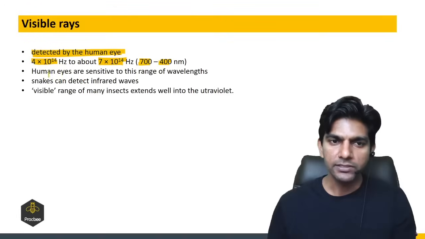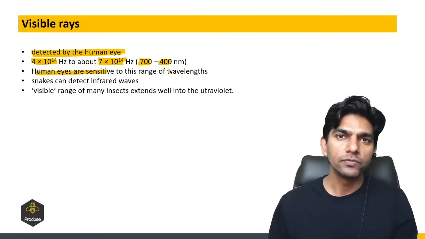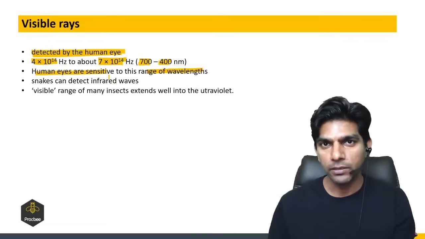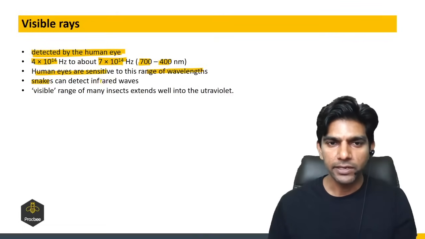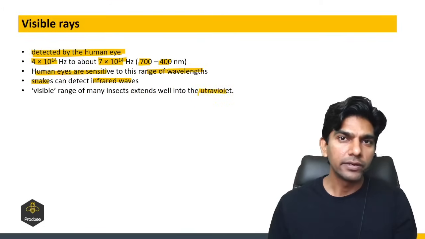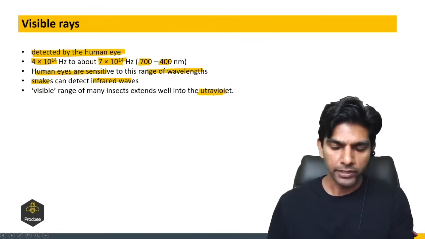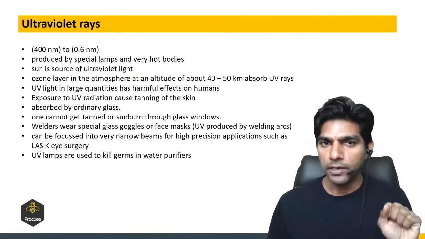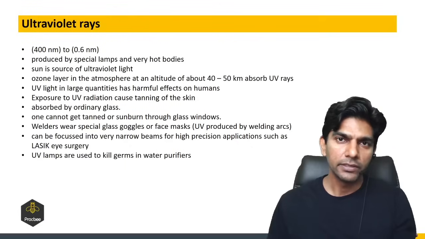So human eyes are sensitive to this range of wavelength, right? But that is not true for all species. A snake can detect infrared waves, whereas there are certain insects which can see up to ultraviolet radiation, right? So do remember these important facts. Now let us see what ultraviolet waves are, how they are generated and how we can use them.